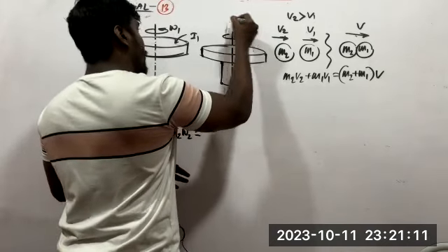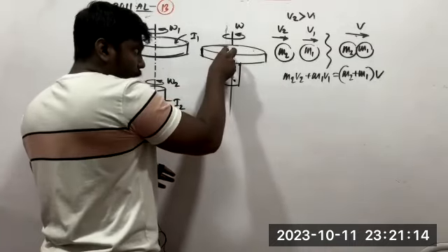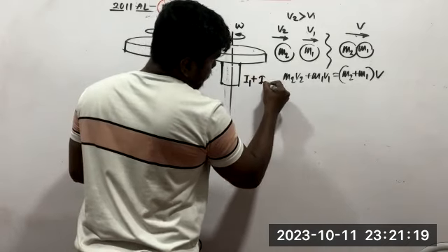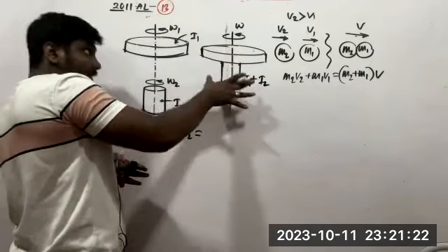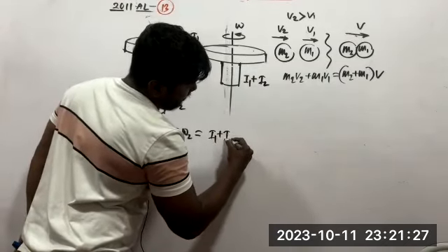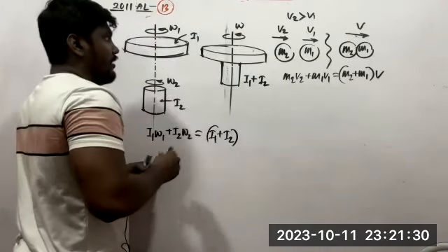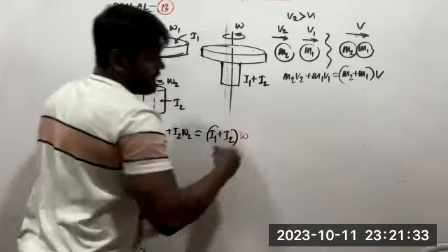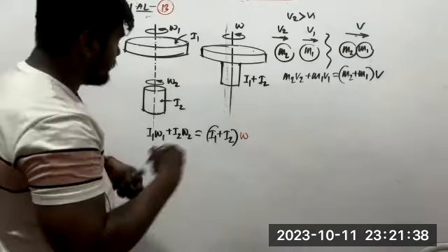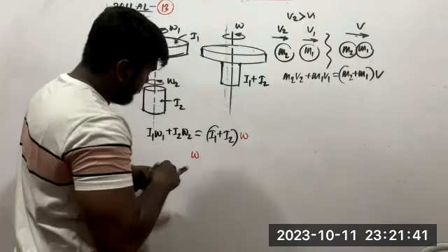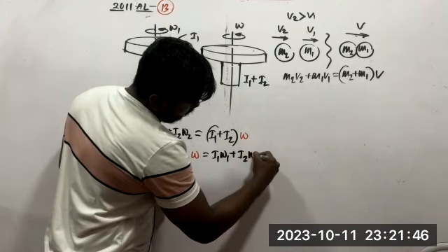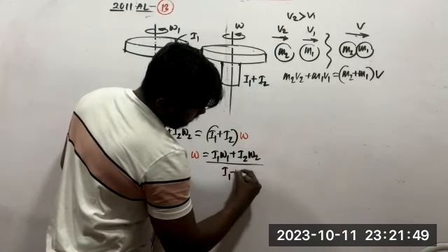the system is moving on, let's say, omega angular velocity. Then what is the total moment of inertia? Total moment of inertia will be I1 plus I2. So what is the total angular momentum after they merged? Total moment of inertia is I1 plus I2. Angular velocity after they merge is omega. Then you can define omega equals I1 omega 1 plus I2 omega 2 over I1 plus I2.